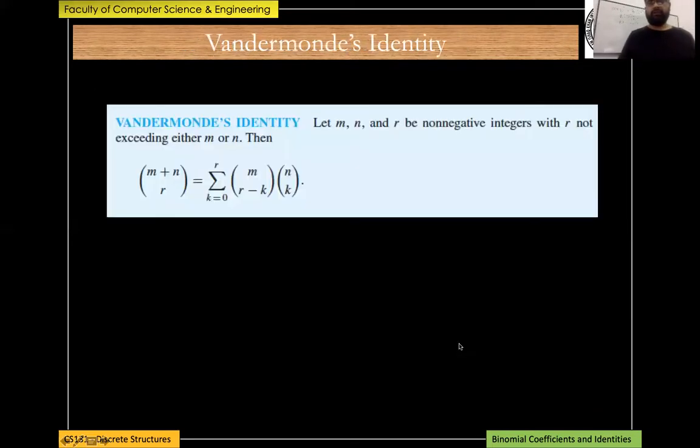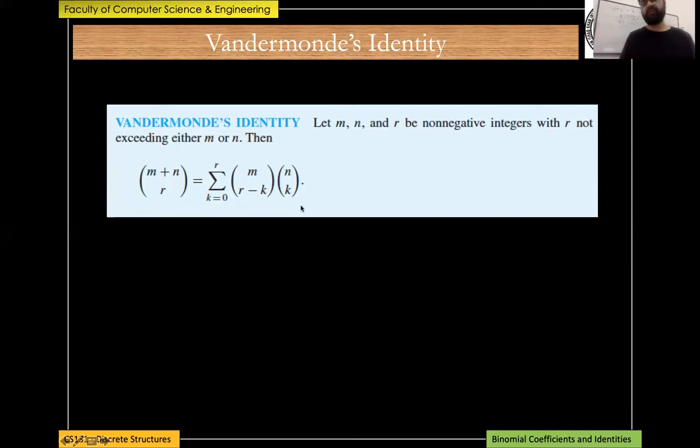Okay, so what is Vandermonde's identity? Vandermonde's identity simply states that, let m, n, and r be three non-negative integers such that r does not exceed either m or n. r is always less than both m and n. Then C(m+n, r), if you want to choose r elements from the sum of m and n, is equal to the summation from k = 0 to r of C(m, r-k) times C(n, k), right?